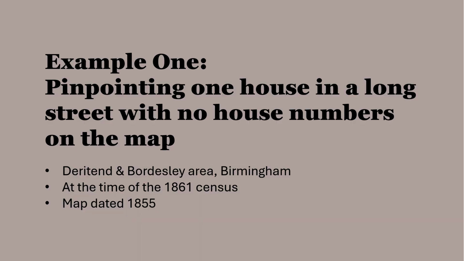So example 1, pinpointing one house in a long street with no house numbers on the map. So this is in the Deritend and Bordesley area of Birmingham, and it's at the time of the 1861 census. The map that I'm using is dated 1855.